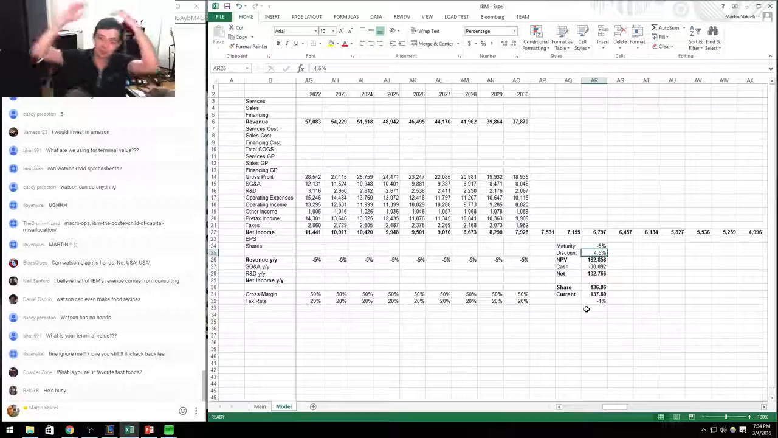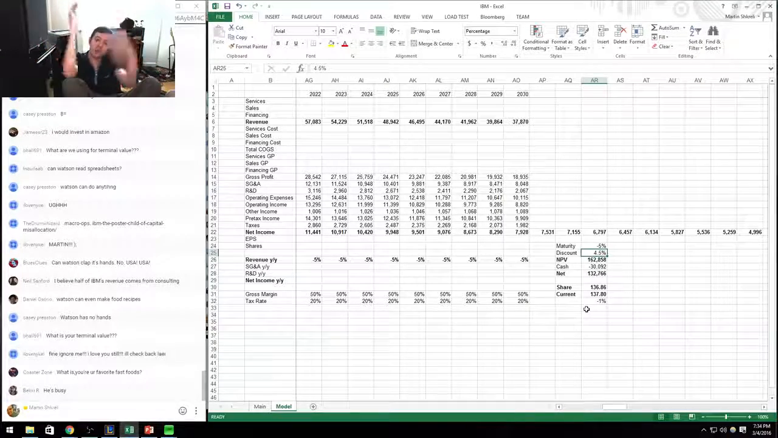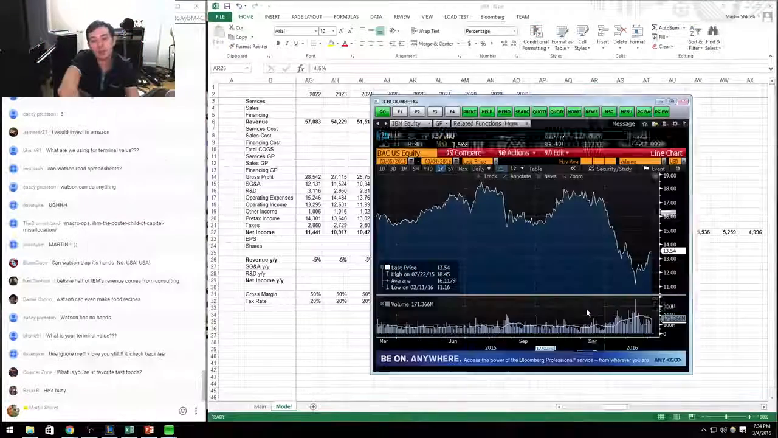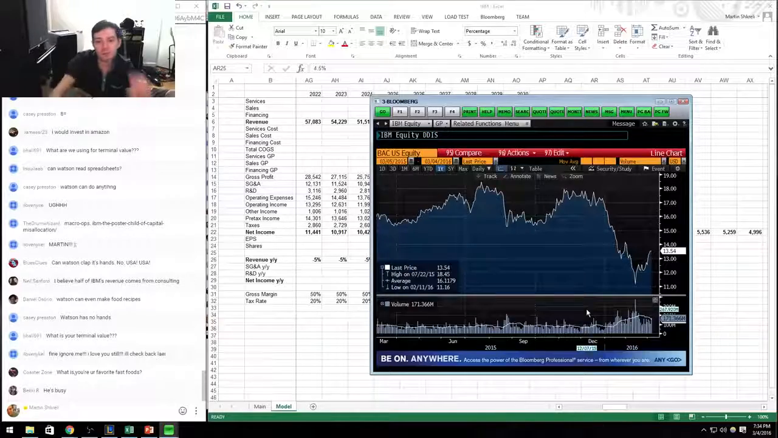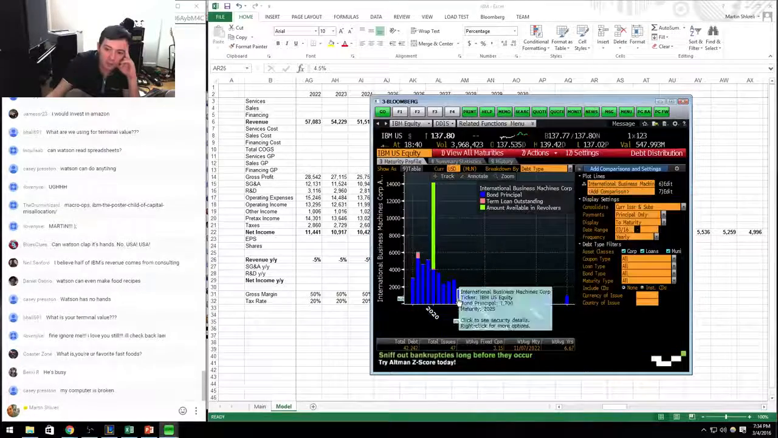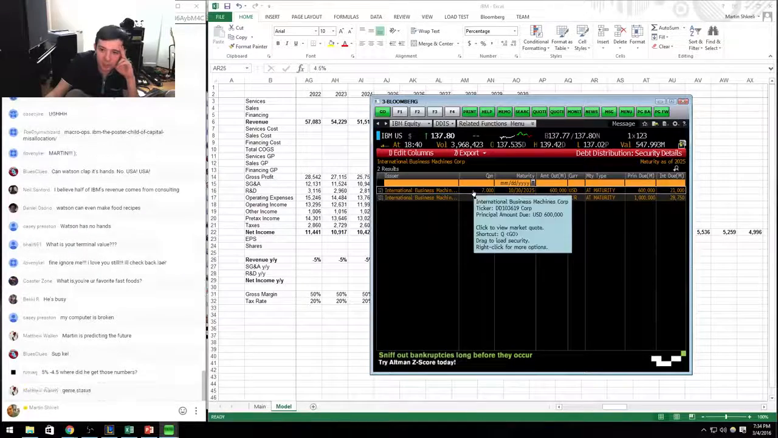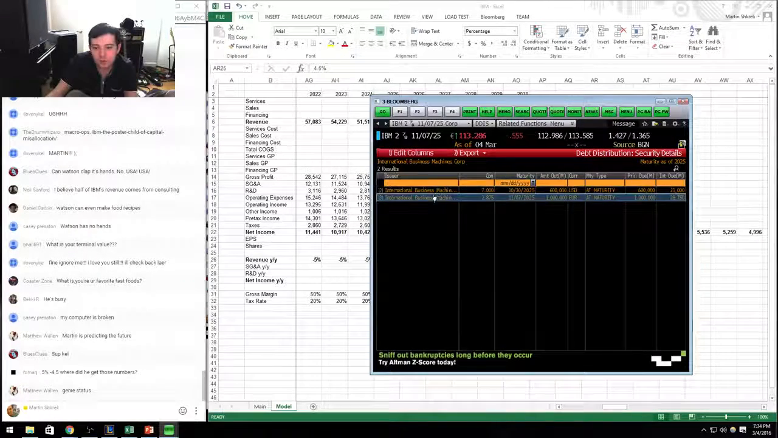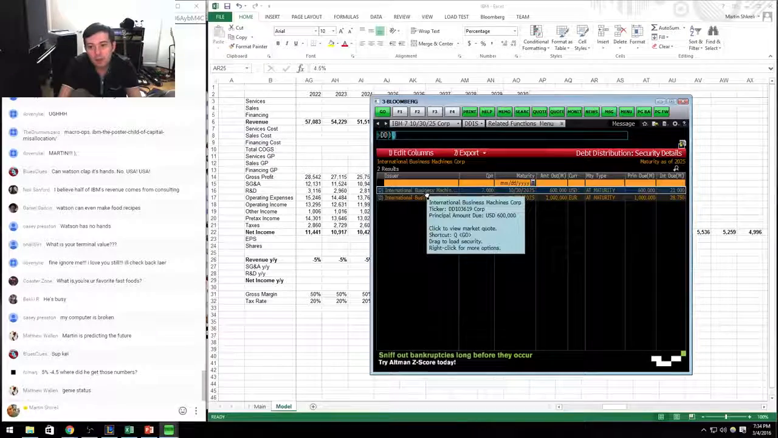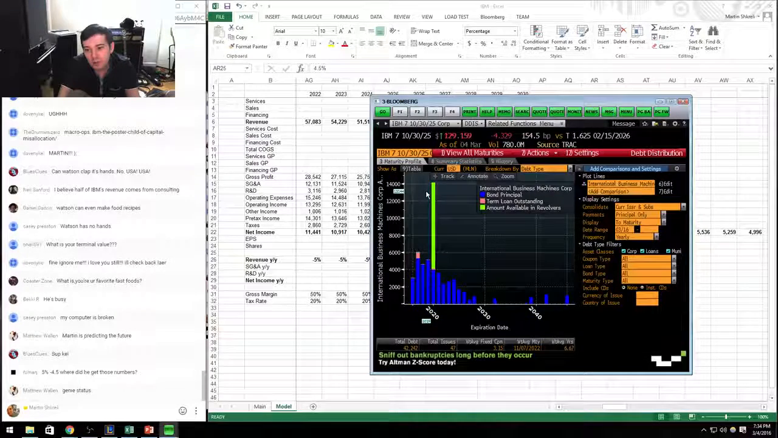It has a discount rate of 4.5%, which is a very low discount rate. Let's see what that IBM debt is yielding. Let's see IBM 10-year debt. Oops, pull up the European debt. IBM 10-year debt yields, oops.